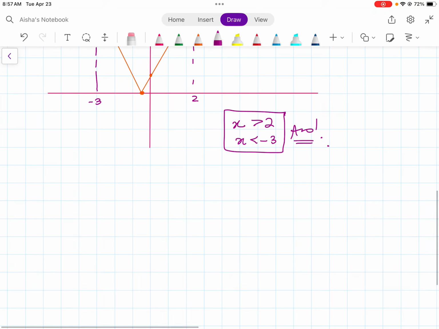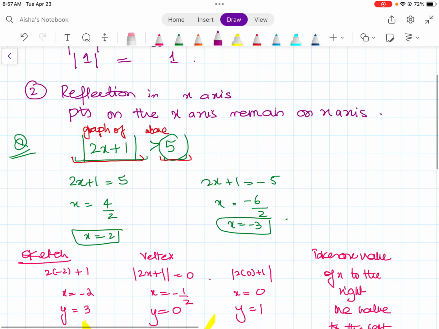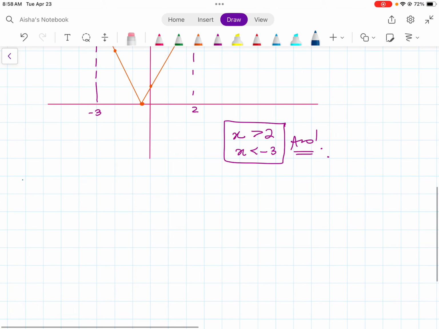Now, this is case 1. Why am I saying this is case 1? This is case 1 because it is modulus versus a constant. Okay? Now case 2 is modulus on both sides.